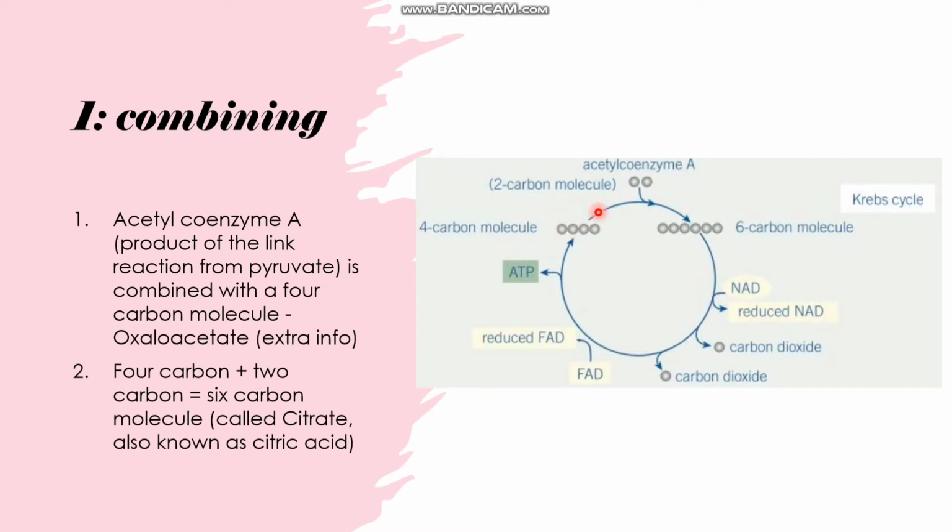This is a 4-carbon molecule plus a 2-carbon molecule, so we're going to get a 6-carbon molecule, which is called citrate, also known as citric acid. So we have our oxaloacetate plus our acetyl coenzyme A, and this forms our citrate.